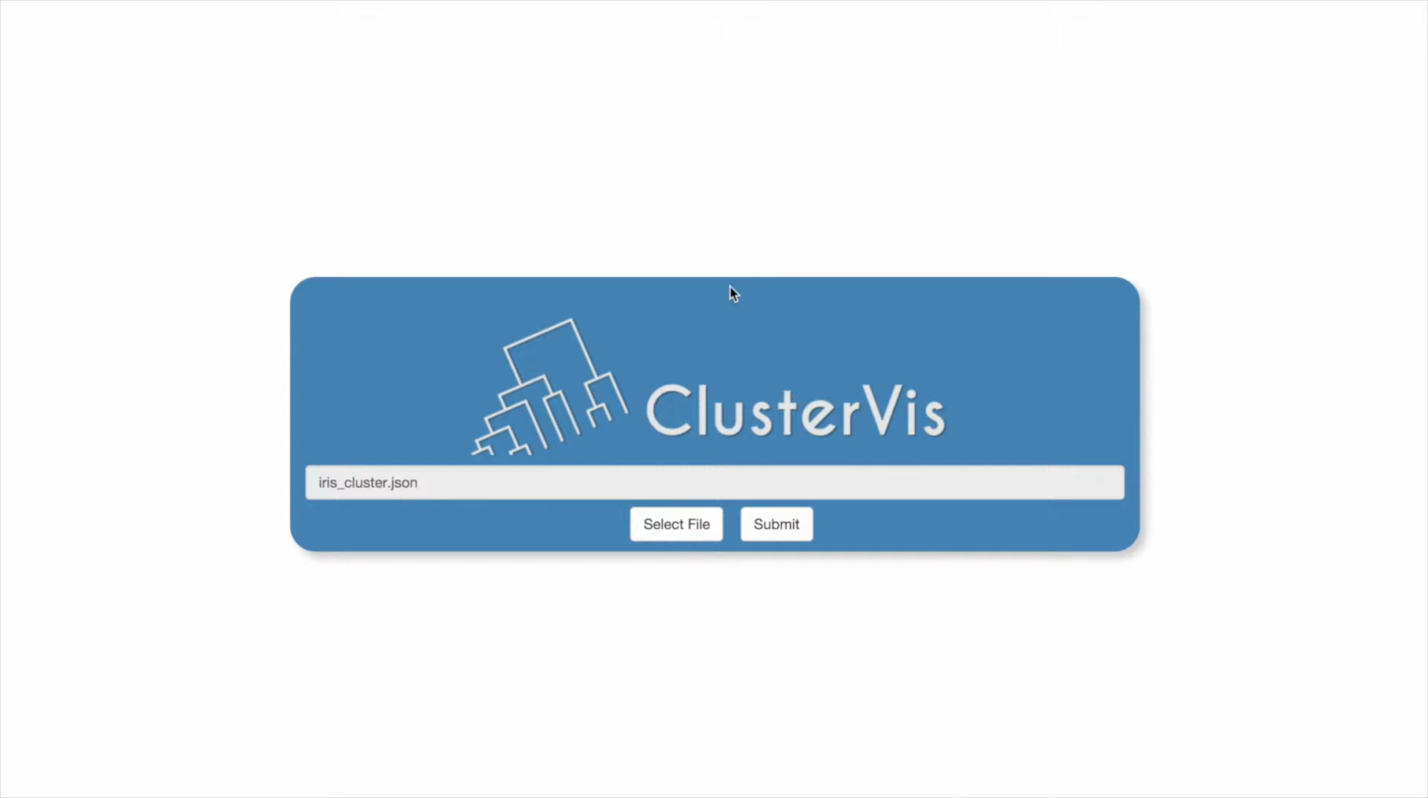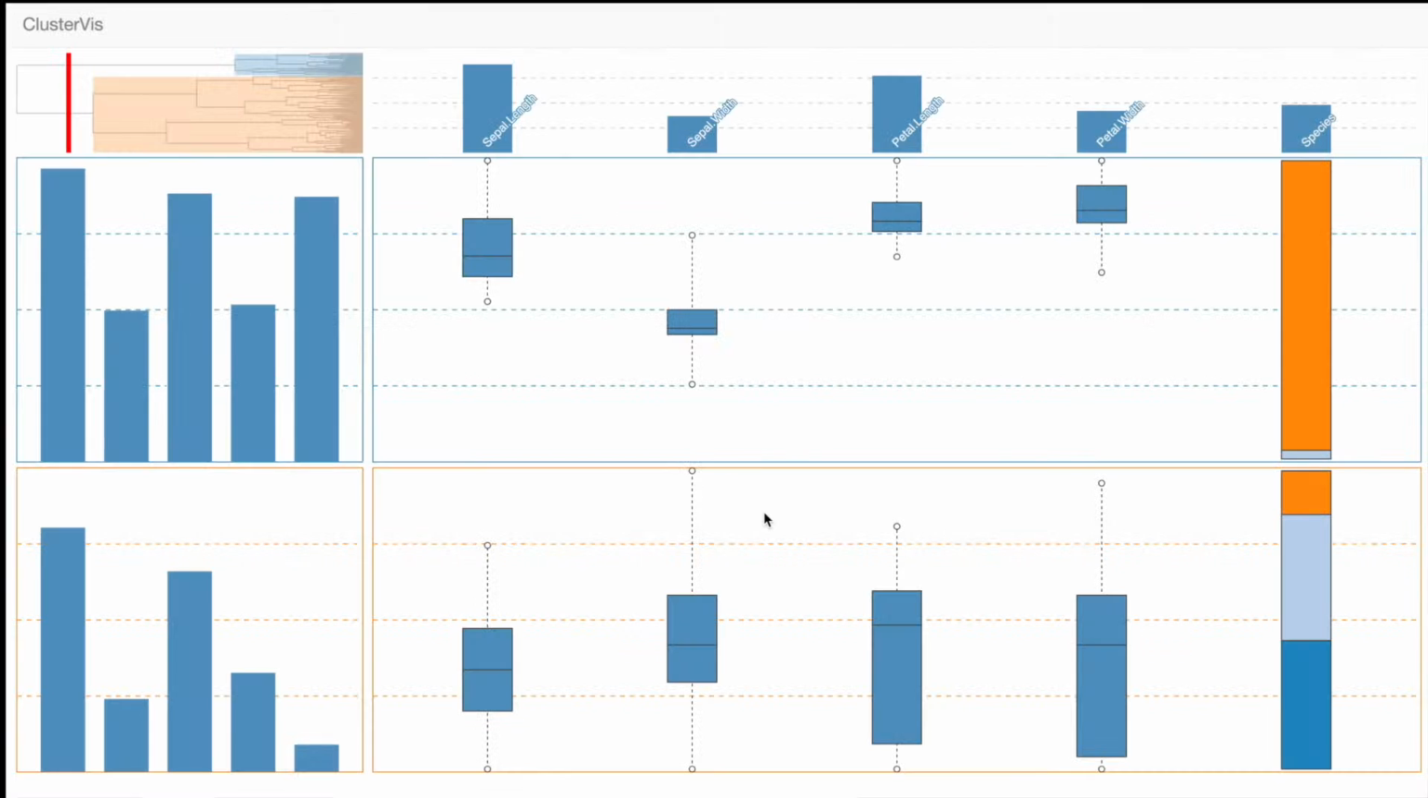Firstly, the data is clustered using a hierarchical clustering algorithm. Then, we upload the data to the system and generate a set of graphs that describe dimensions and clusters. ClusterVis consists of 4 views.